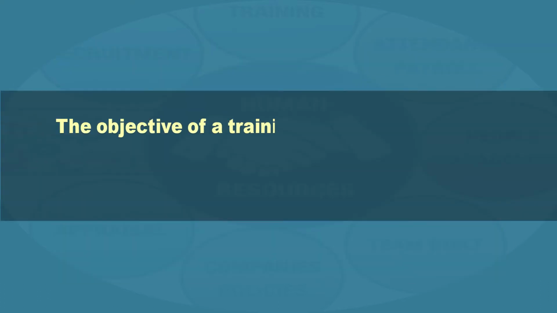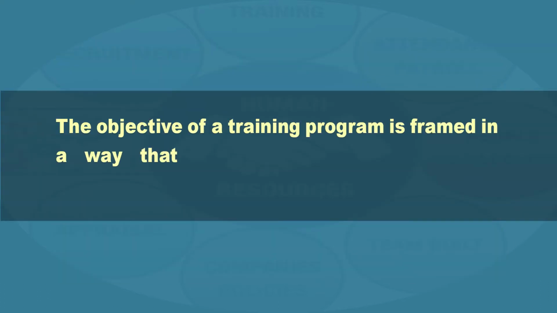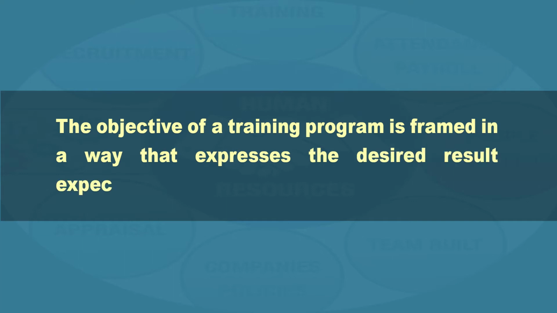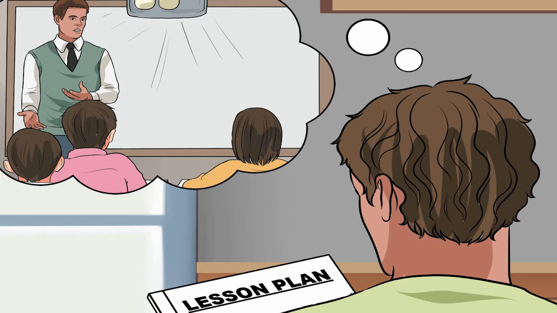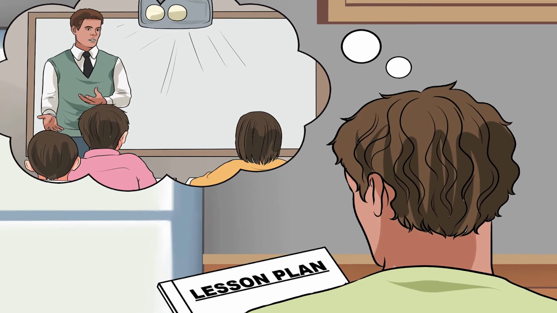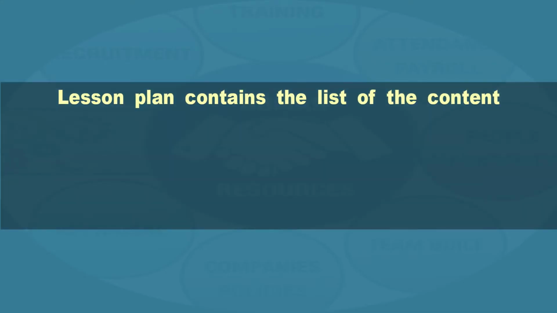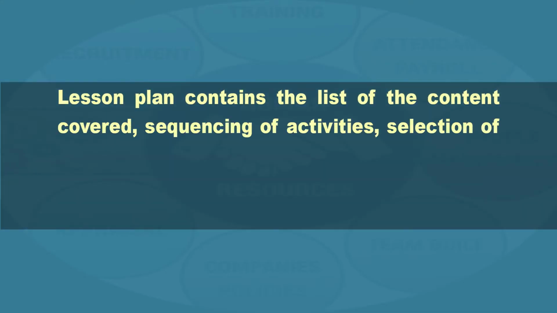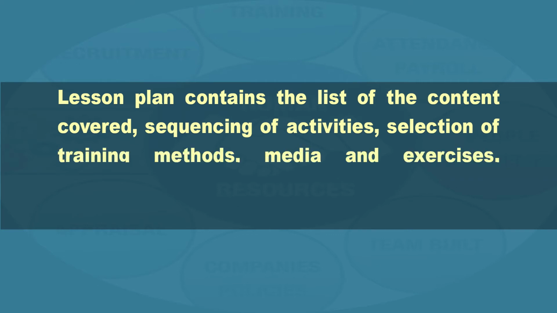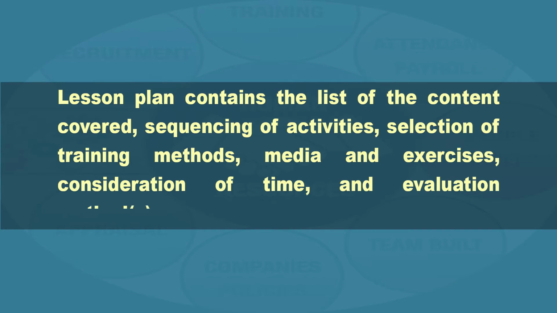The objective of a training program is framed in a way that expresses the desired result expected in the end. You would see the connection between this step and the previous exercise of training need identification. The lesson plan is a guide for the trainer which helps plan delivery of the content. A lesson plan contains the list of the content covered, sequencing of activities, selection of training methods, media and exercises, consideration of time and evaluation methods.